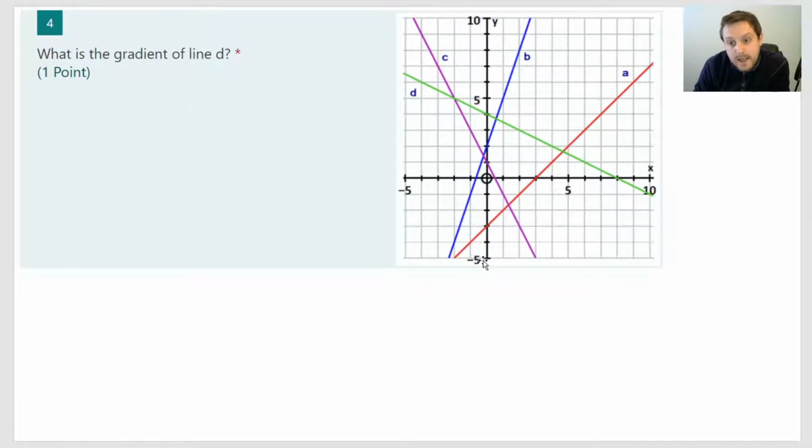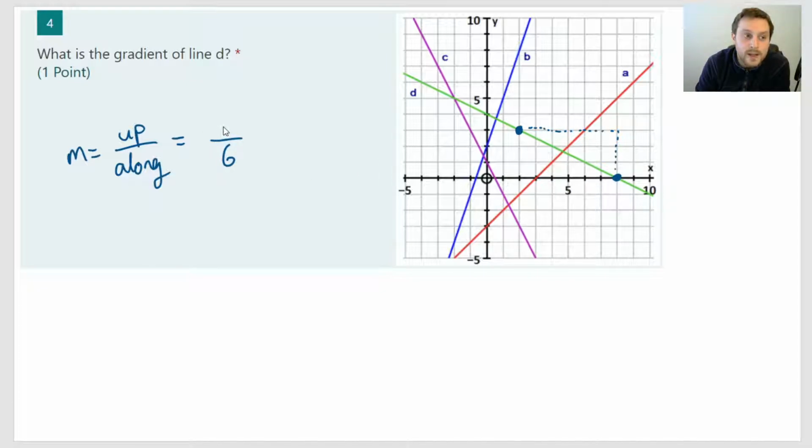Okay, line D, again, let's just pick 2 coordinates. Let's pick, say, this one and this one. Nothing special about the ones I've picked. I'm going to write M is up, over, along. So, okay, how far along is it? It's 1, 2, 3, 4, 5, 6 along and 3 down. So 6 along and 3 down is really minus 3 up. So I'm going to write minus 3 there. And then this simplifies to minus a half.